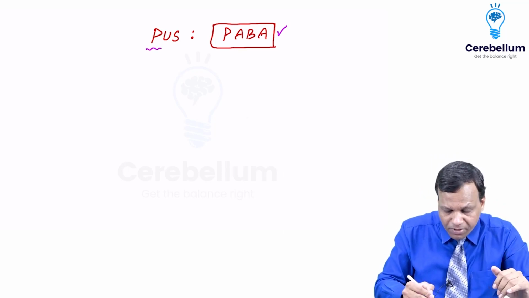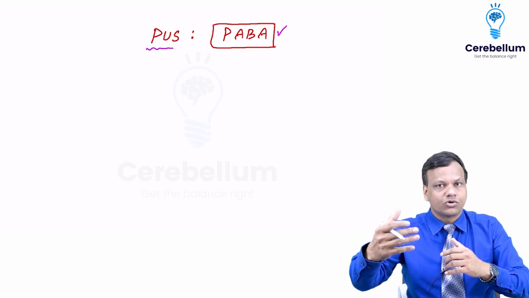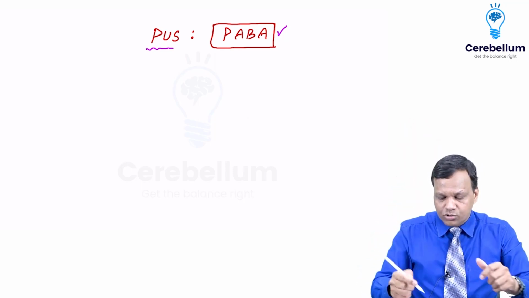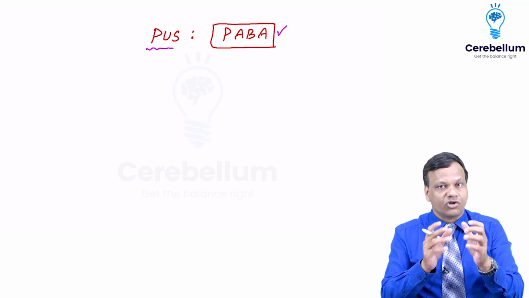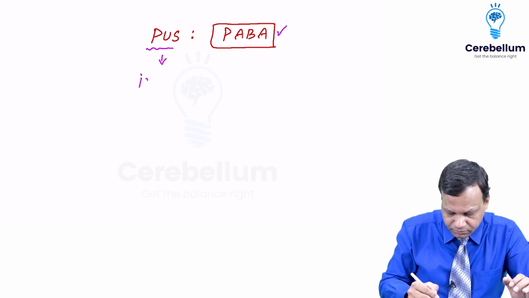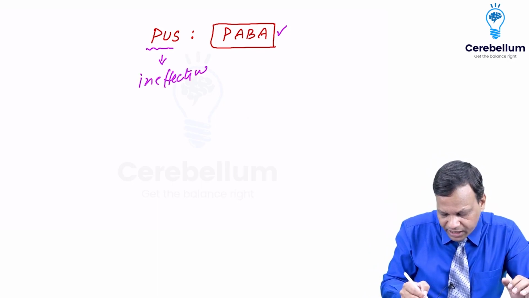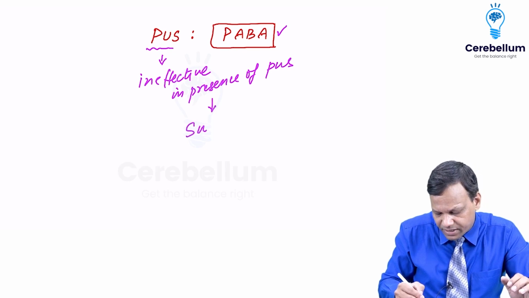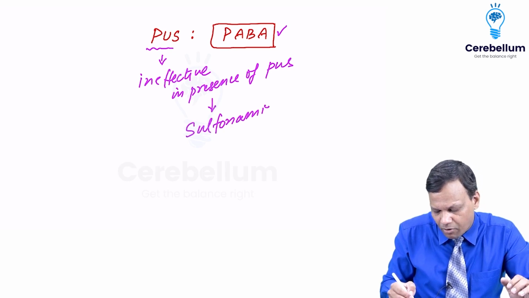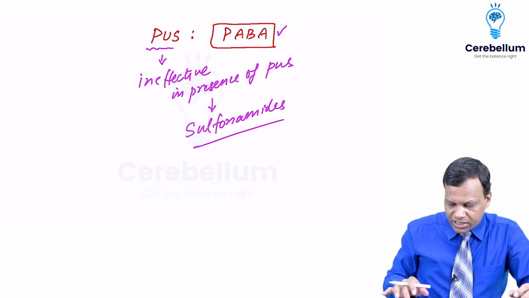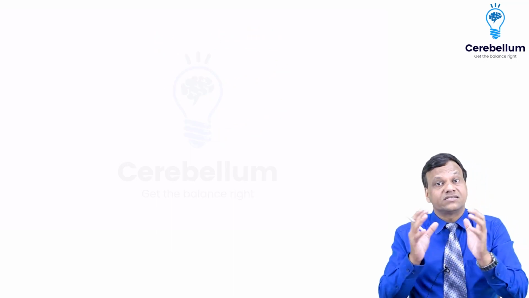But if there is presence of pus, a lot of PABA will be present. If we see the competitive inhibition, it is surmountable. So if the substrate is more, we can overcome that. Pus does the same thing. So if pus is present, sulfonamide becomes ineffective. So just remember, sulfonamides are not effective in presence of pus. That is a very important thing to remember. Wherever there is pus, sulfonamides will not be effective. Okay, so that is about the drug inhibiting folic acid synthase.